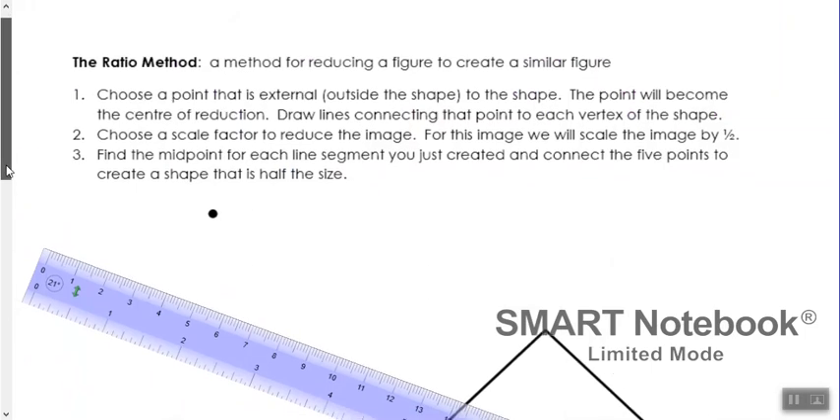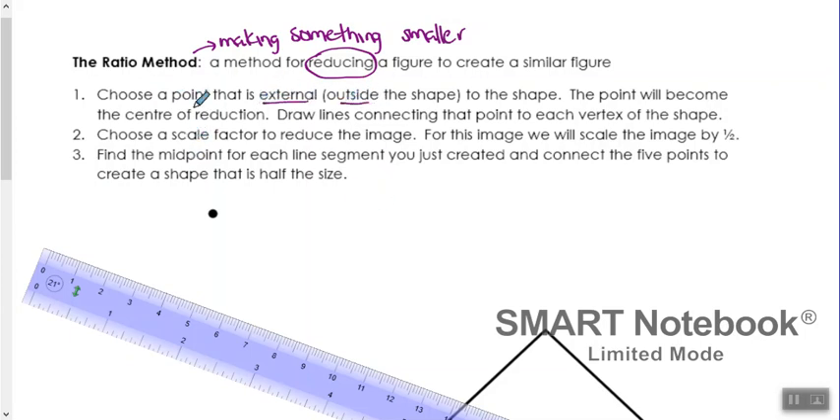Next, the ratio method. So we use the ratio method if we're creating a reduction. The ratio method gets used if we're making something smaller. And the steps are these. We choose a point that's external. External just means outside the shape. And the point will become the center of reduction.